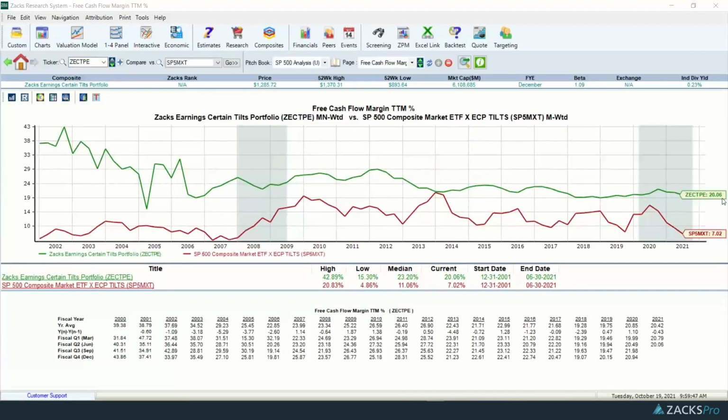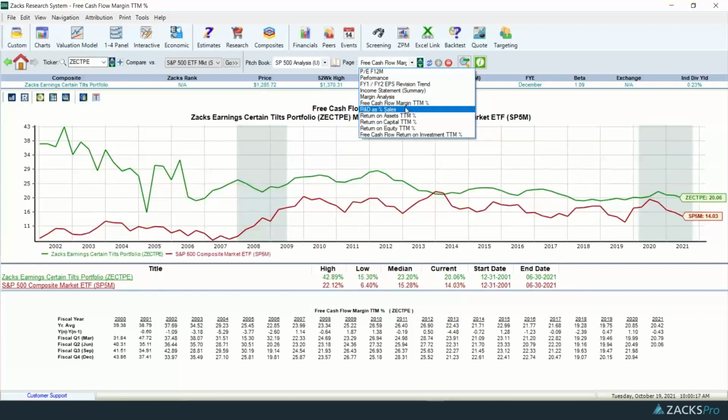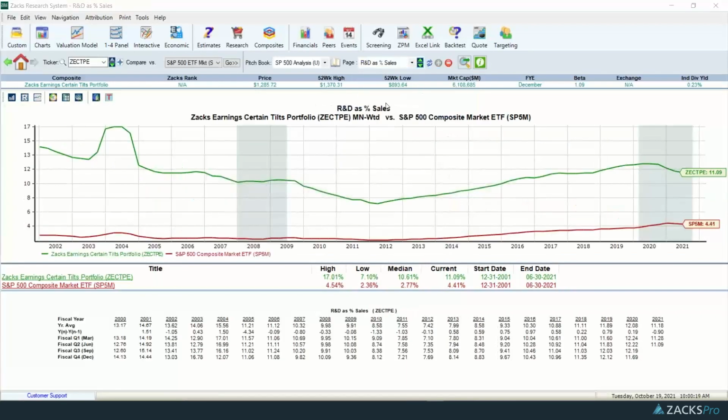Here's your earning certain tilt portfolio sitting at basically a 20% contribution on free cash flow margin, whereas XTilt is 7. And if you put the S&P 500 in here, you can see that's 14. So the tilts, again, having that 23.5% weight, even though it's an equal weight, you can get a sense for the magnitude of the contribution of free cash flow per unit of revenues to the S&P 500. It's substantial. All right, so we'll move on to R&D as a percent of sales.